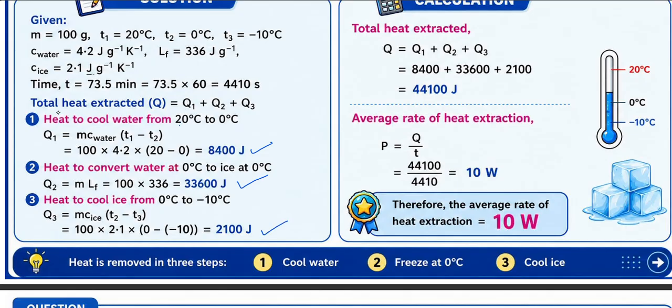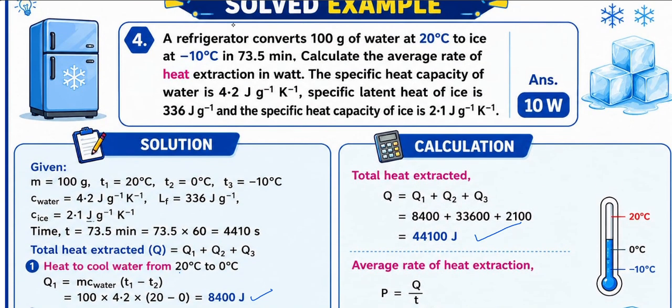Now you have the total heat extraction. You have the values of Q1, Q2 and Q3. You can put all these three values in the formula Q equals Q1 plus Q2 plus Q3. So the total heat extraction from 20 degrees Celsius to minus 10 degrees Celsius is 44,100 joule. Now in the question they are asking to calculate the average rate of heat extraction in watt.